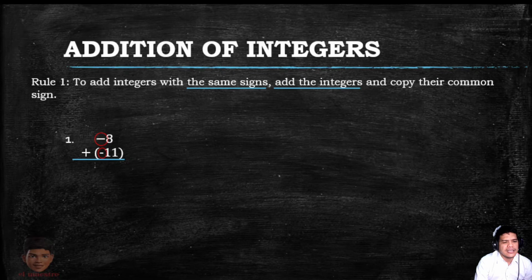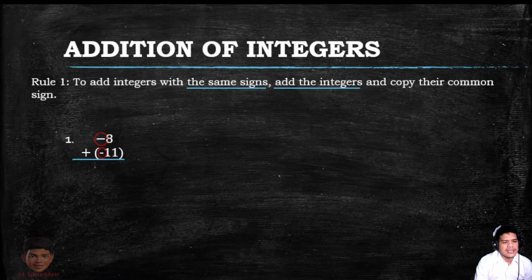And meron pa, may continuation. Sabi, and copy their common sign. Common sign, ano yung sign nilang dalawa? Yung sign nilang dalawa is negative. So, you put negative. So, the answer is negative 19. No, ganun lang mag-add ng integers if they have the same sign.